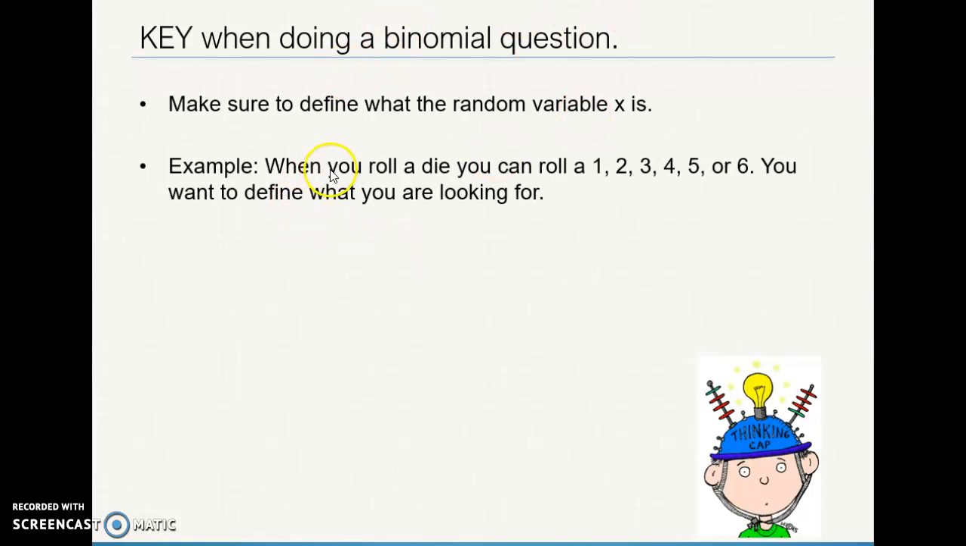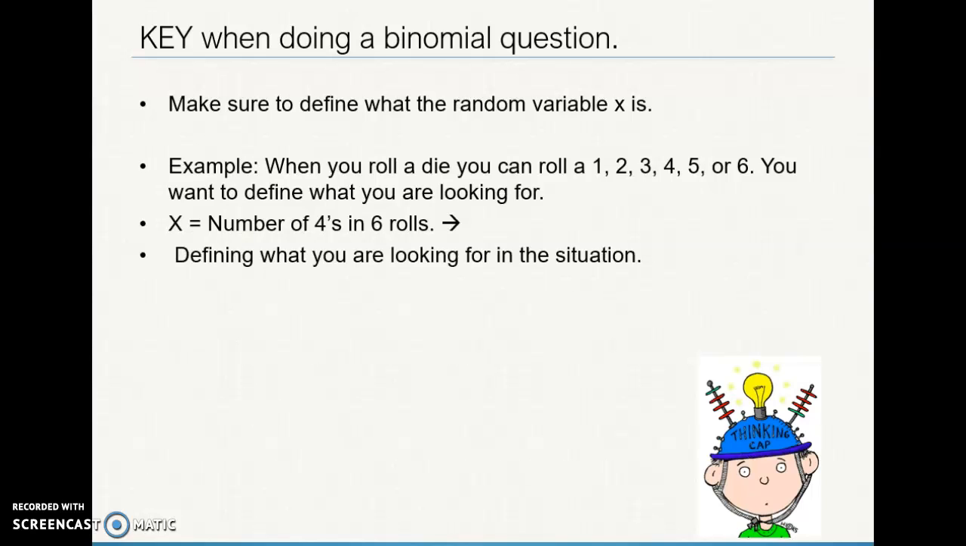Okay, so when you roll a dice, you can get a 1, 2, 3, 4, 5, or 6. You need to define what you're looking for, okay? So here, notice X is the number of 4s in 6 rolls. So we're specifically talking about the number of 4s. Fixed number of trials is 6. And there's 6 different ways I can roll the dice, but X is the number of 4s you're going to get. So we're either success or failure, we're either going to get a 4 or not get a 4.